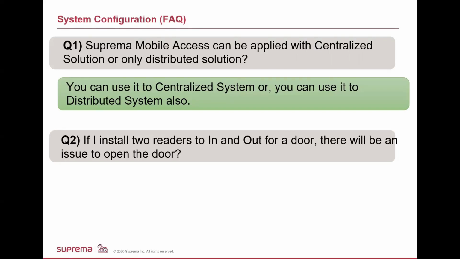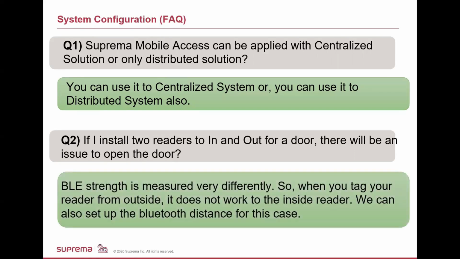Question 2. If I install two readers for in and out on a door, will there be an issue opening the door? The answer is, Bluetooth strength is measured very differently. So when you tag the reader from outside, it does not work on the inside reader. We can also set up the Bluetooth distance for these cases.